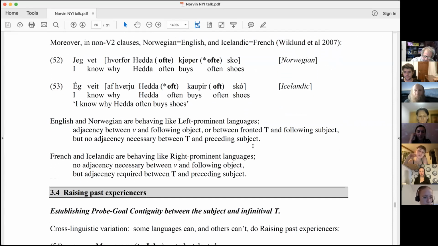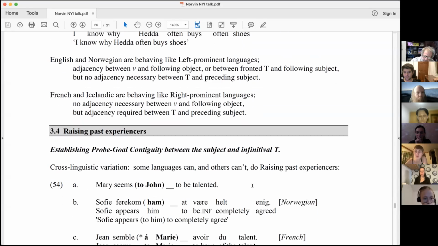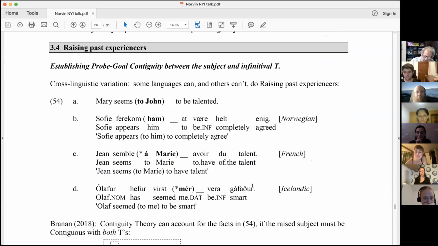That's English and French. It's also Norwegian and Icelandic. So if you look at V2 clauses, Norwegian is just like English. You can have adverbs between the subject and T. You can't have adverbs between the verb and the object. Icelandic is like French. It's the other way around. In this account, that's related to the facts that we saw in the experiment, we saw that Norwegian is a left prominent language and that Icelandic is a right prominent language. So everything follows. I'll also skip 33.4, which is about raising past experiencers.